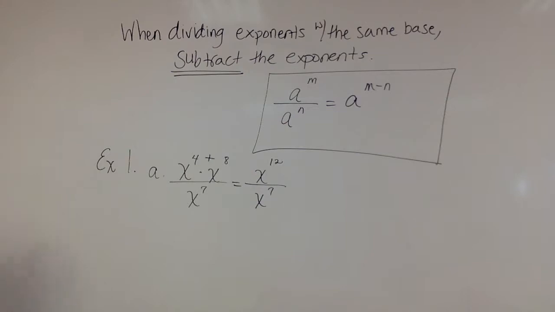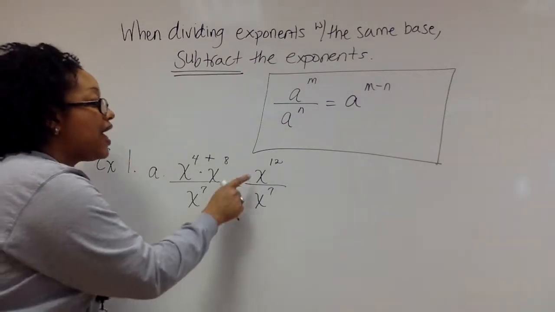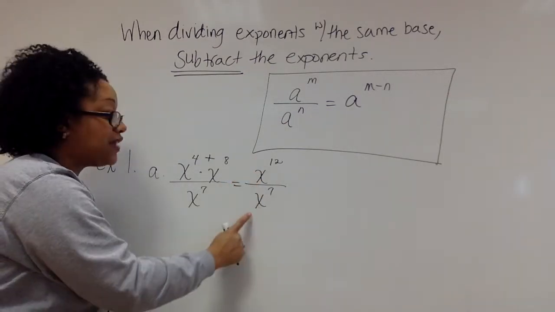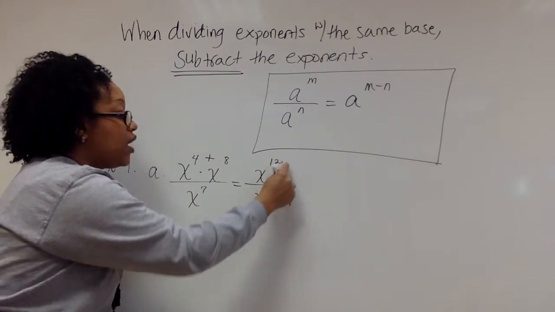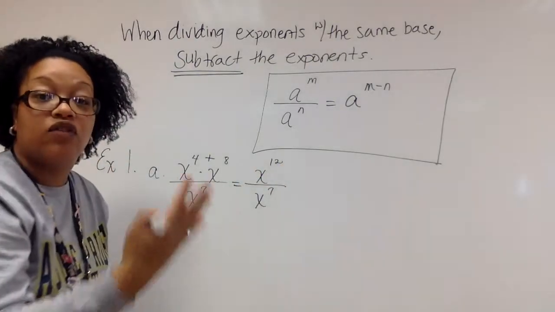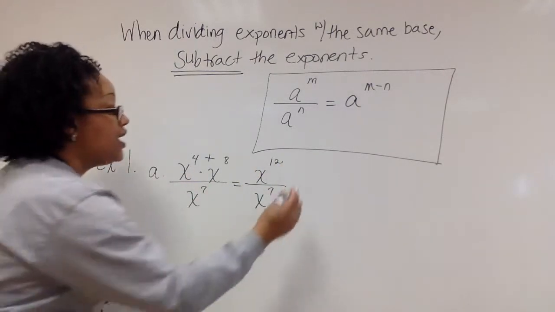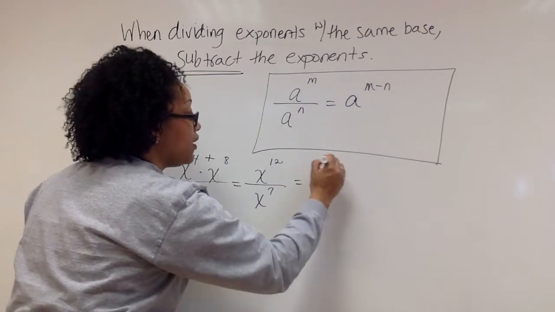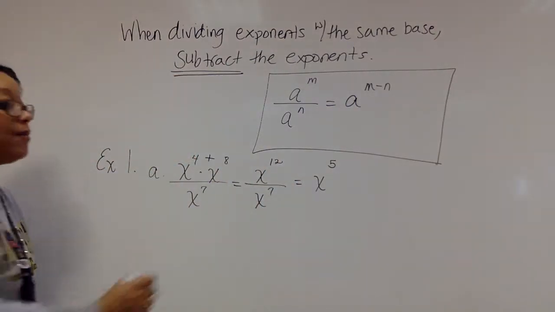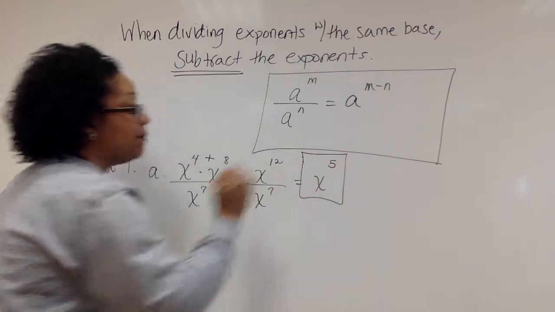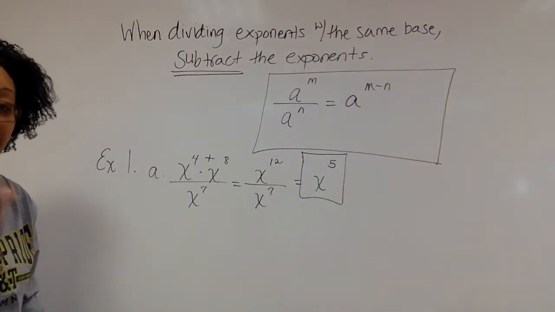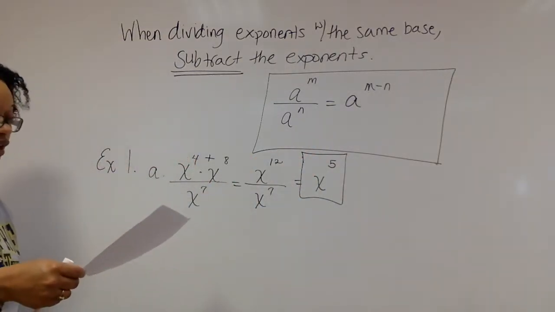Now we're ready to use the new shortcut. I have x on top, the same base on the bottom, 12 minus 7. 12 minus 7 is simply x to the 5th, and you're done. Box your answer. 12 minus 7. Okay? Let's try another one.